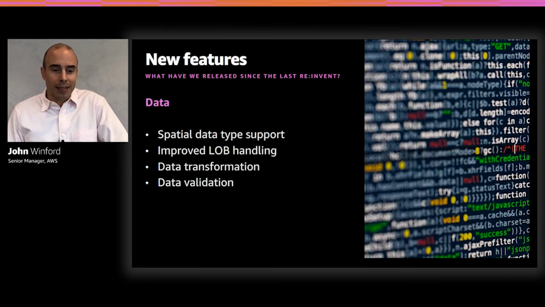Data, what have we added there? Well, you guys may know that PostgreSQL has pretty strong support for spatial data types. It took us a little while, but we've added spatial data type support to DMS so you can migrate from those legacy systems into Postgres. We've also improved our LOB handling, including performance, new targets like DynamoDB and Kafka, and support for validation of LOBs.